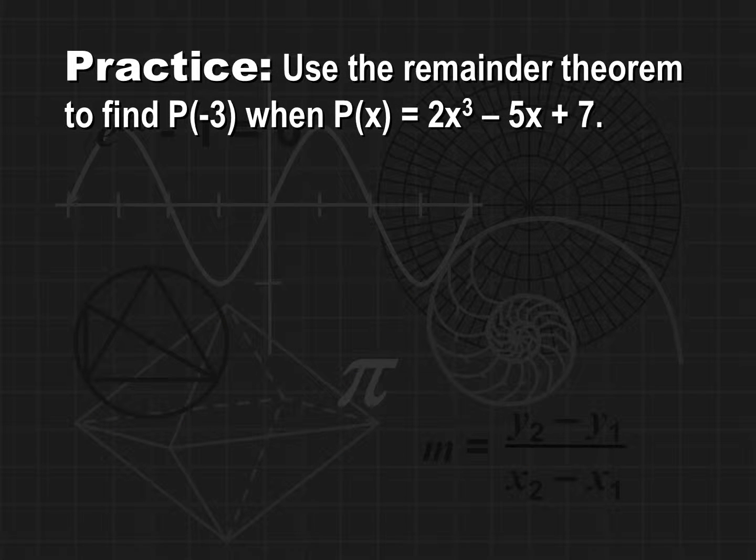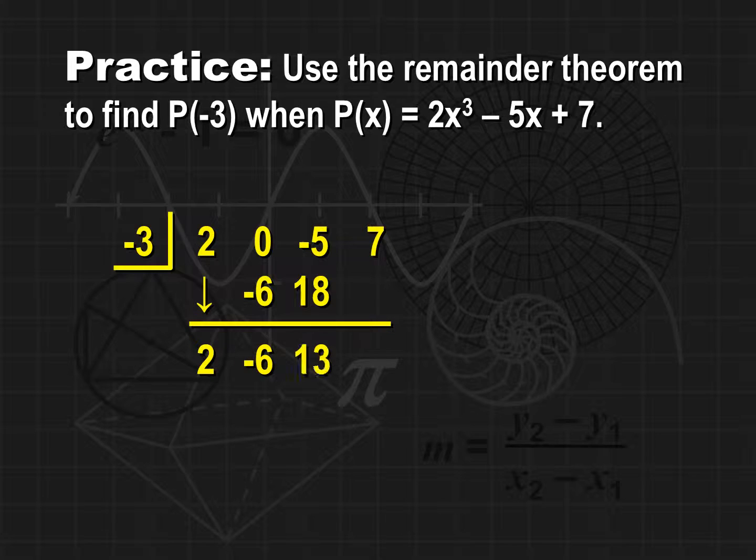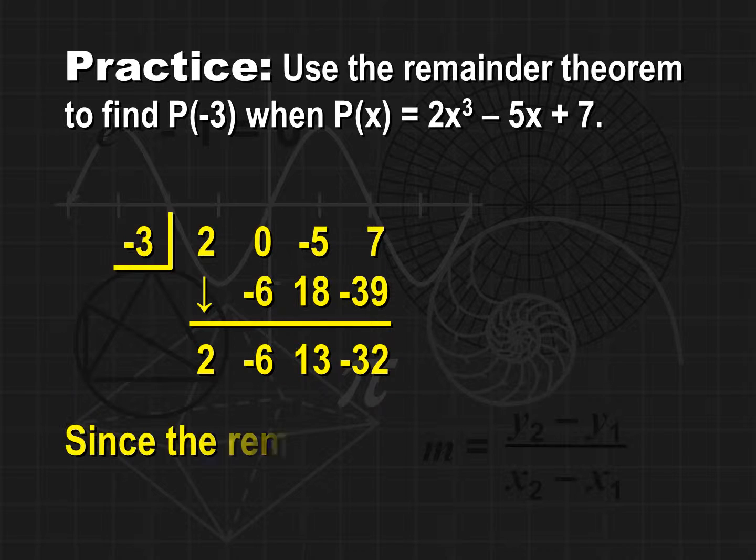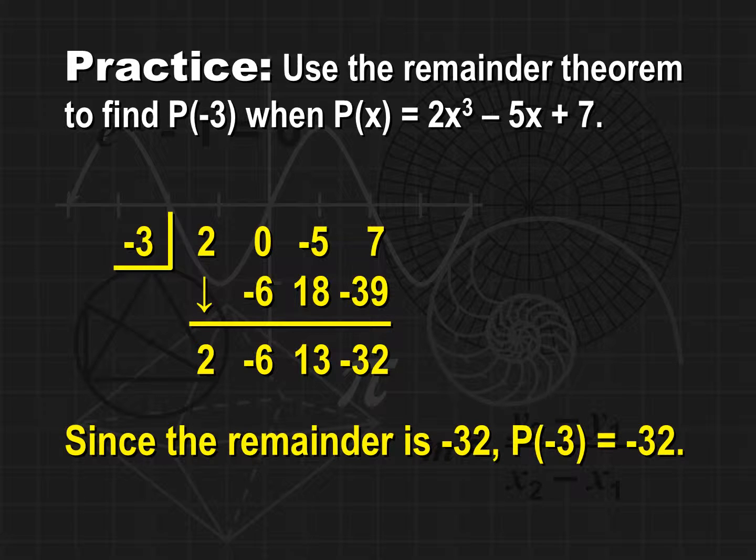Let's do another problem just like that. We're going to use the remainder theorem to find p of negative 3 when p of x equals 2x cubed minus 5x plus 7. So in this example, our a value is minus 3. So we bring down our first term, and we use synthetic division, and we end up with a remainder of negative 32. So that means that p of negative 3, or if I were to plug in negative 3 for x, I would get the answer negative 32.